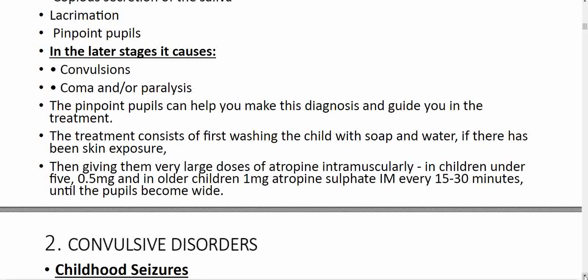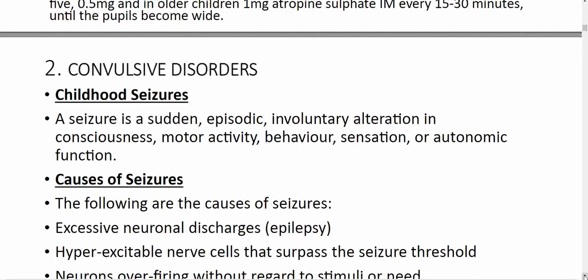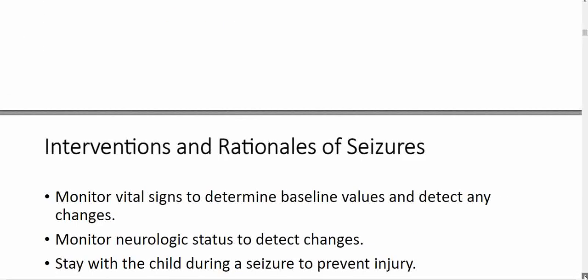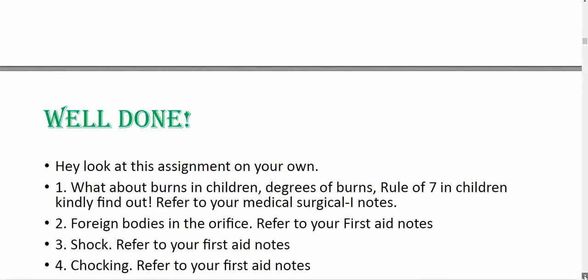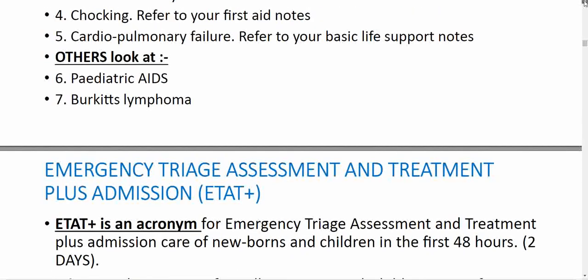And what is the effect of atropine? You need to know these cholinergic drugs. In children under 5, give 0.5 milligrams, and in older children give 1 milligram of atropine sulfate intramuscularly every 15 to 30 minutes until the pupils become wide. Convulsive disorders, childhood seizures, is the next thing we'll do. We'll check the causes of seizures, the diagnostic findings, and the rationale. Let me just have them here today, because I can see it's only 11 minutes.